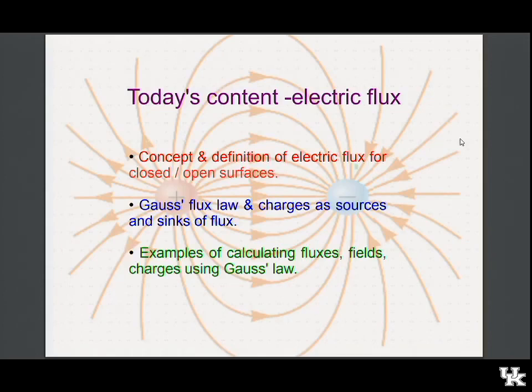I wanted to talk about the flux law. We call it Gauss's flux law, in which charges are what I call sources and sinks of flux. I'll describe that later. And then, as we go through today's class, we'll look at some examples of calculating fluxes, calculating fields using flux laws, and so on.